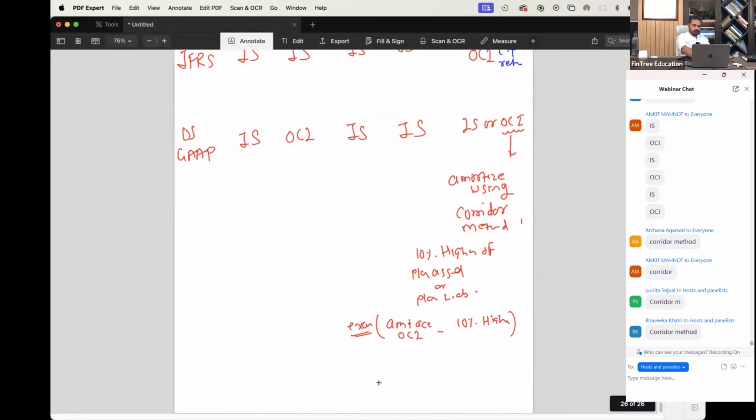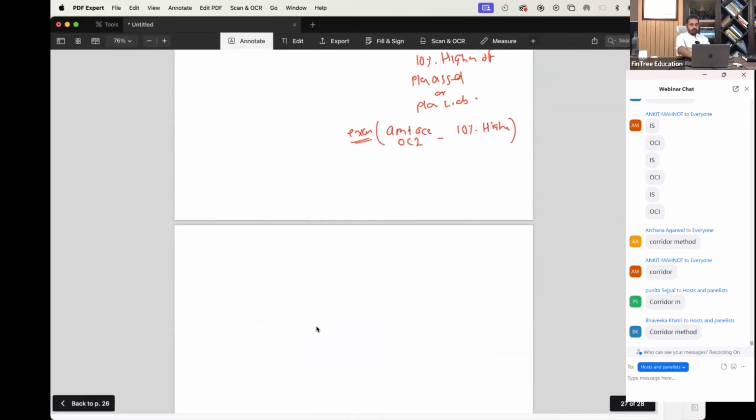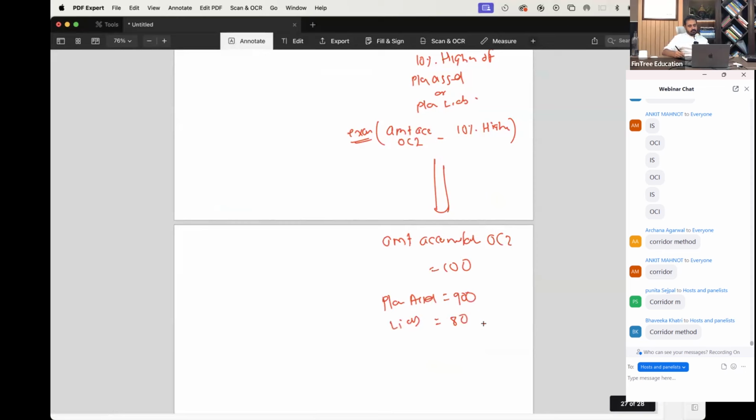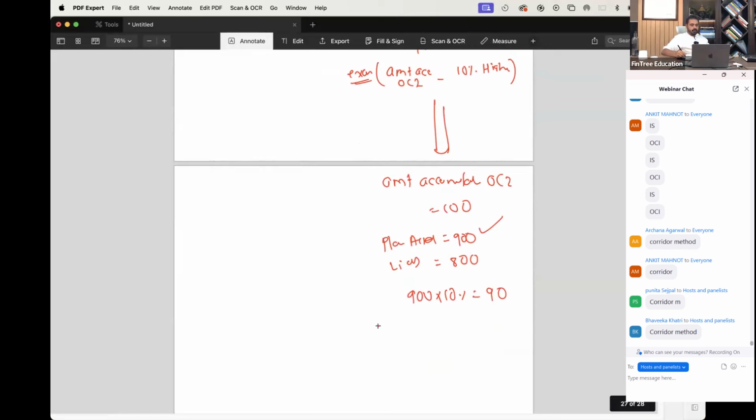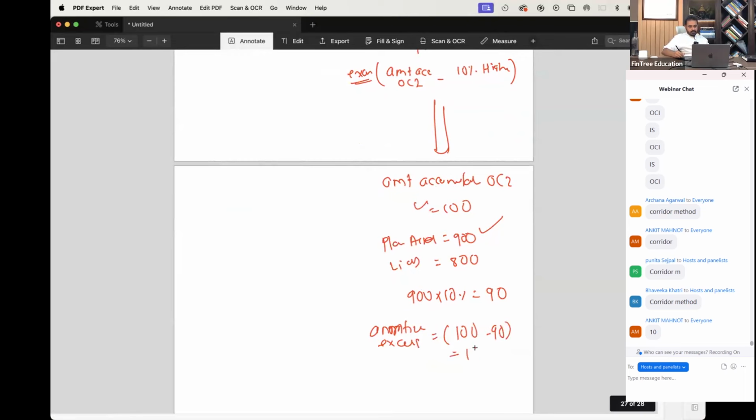For example, let us say that amount accumulated in OCI is 100. Okay, plan assets are 900, liabilities are 800. Which one is higher? 900. So I take 900 into 10%. How much? 90. So how much do I need to amortize? I need to amortize excess value of this 100 minus 90, which is equal to 10.